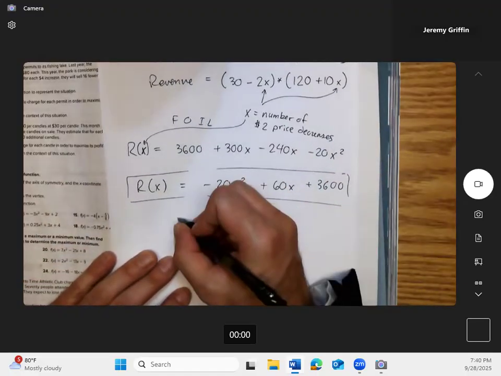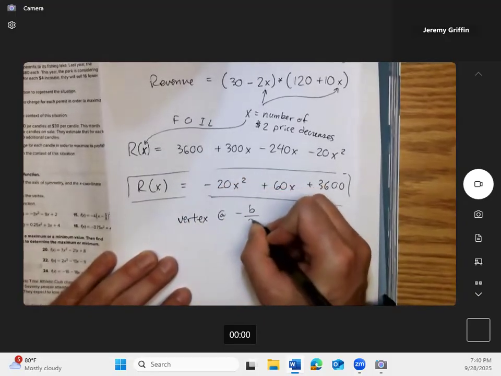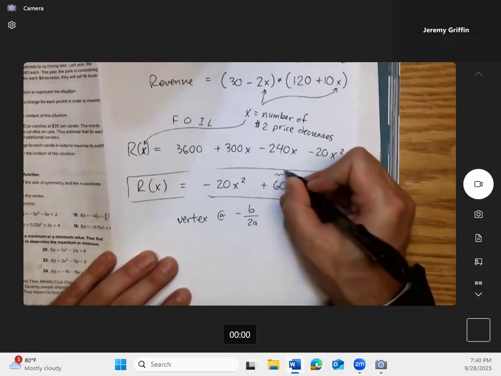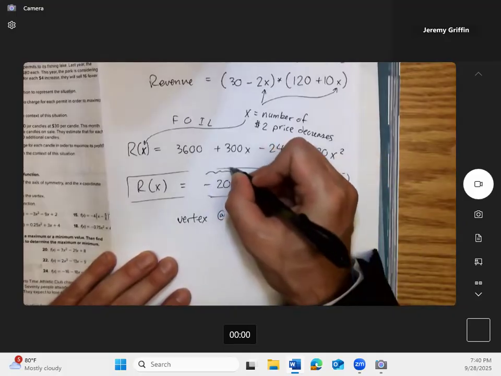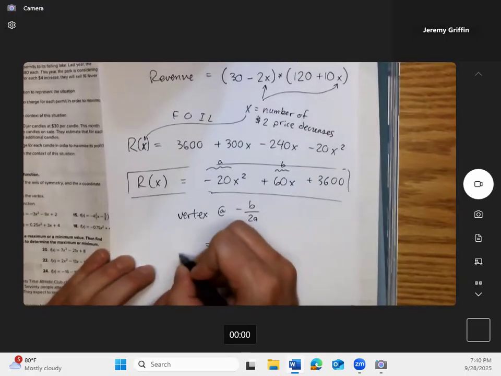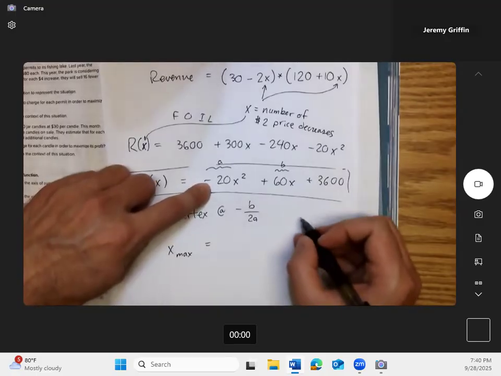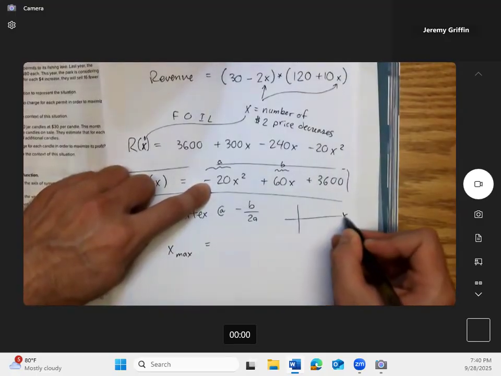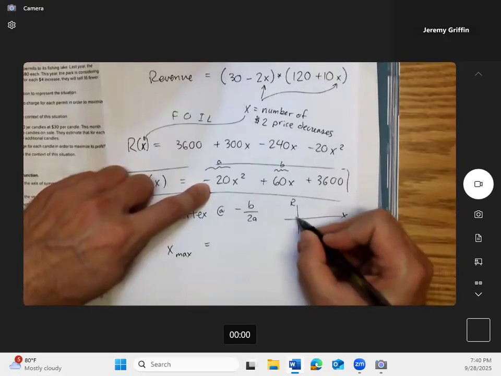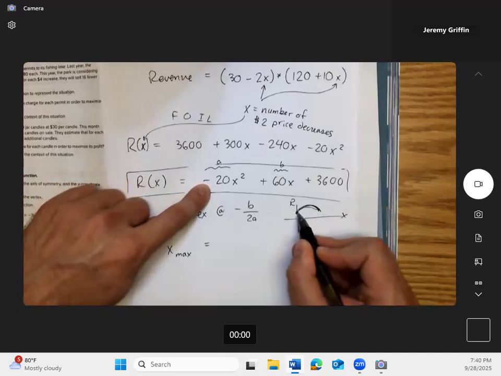All right. So I know the vertex would be at negative b over 2a. Here's my b term here, and here's my a term here. So I'll say x max, because this is clearly an upside down parabola. If I graph this, x and then revenue, there's some kind of upside down parabola going on. If there's no price change at all, we're getting $3,600.